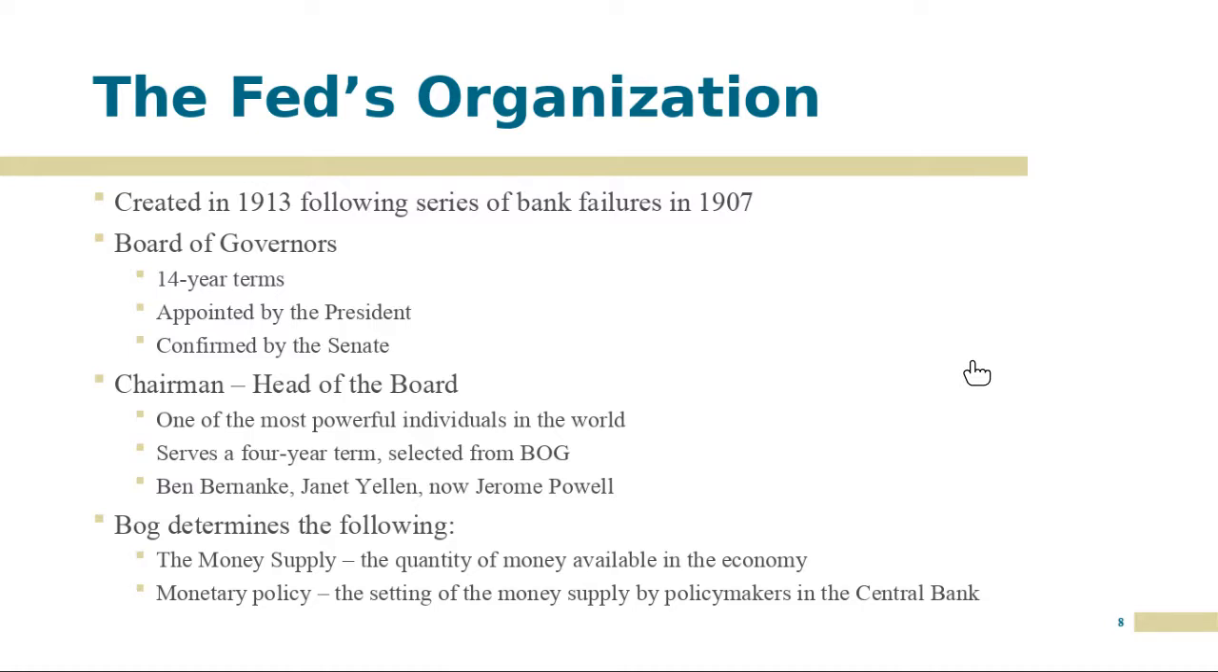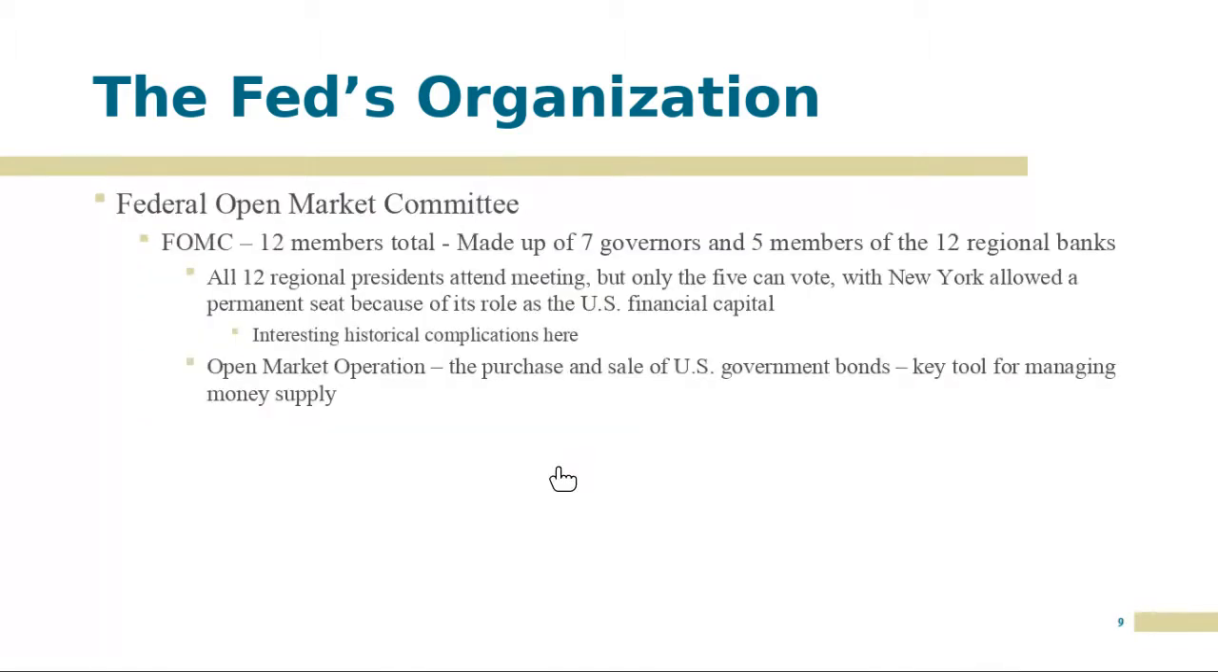Now, the board of governors in this case determines the following. They determine the money supply, which is the quantity of money available in the economy, and they determine the money supply through monetary policy. And this is the setting of the money supply by policymakers. So how do they influence the money supply and determine it? Well, let's finish going through our organization.